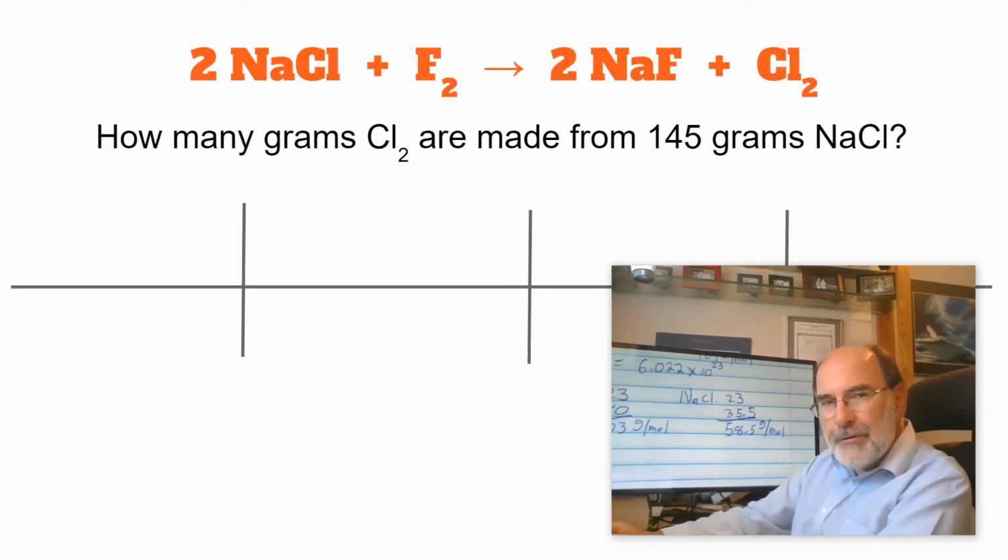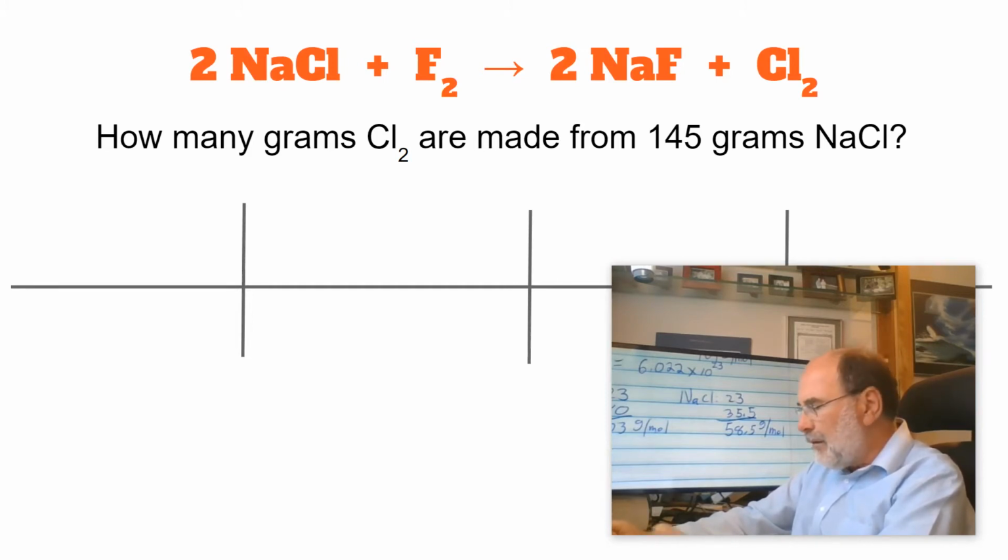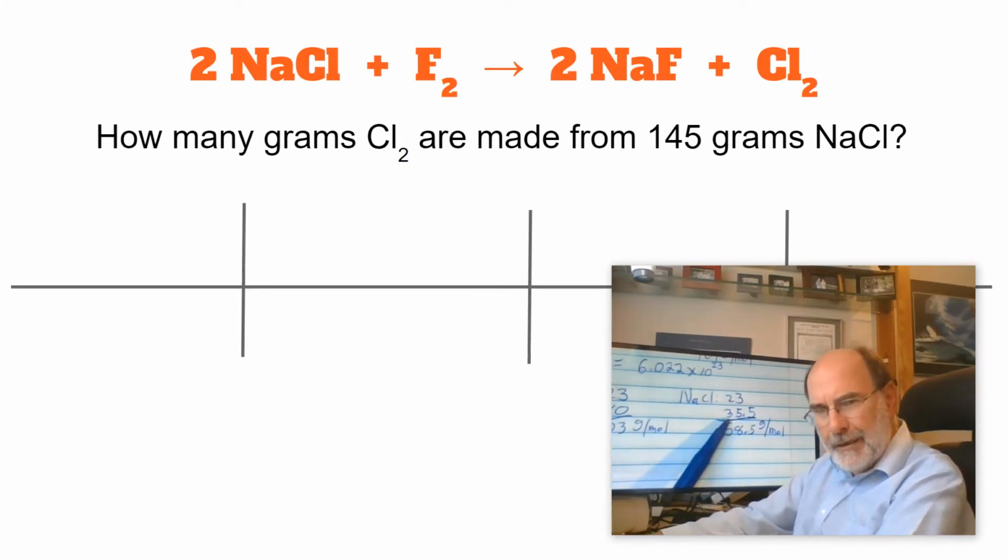Now, for every 2 moles of sodium chloride, I only make 1 mole of chlorine gas. I've got a bit more than 2 moles here, so I'm going to end up making a bit more than 1 mole of chlorine gas. 1 chlorine is 35 and a half, so 2 chlorines would be 71 grams. So in my head, I'm already expecting that I'm going to have an answer that's a pinch more than 71 grams of chlorine gas.